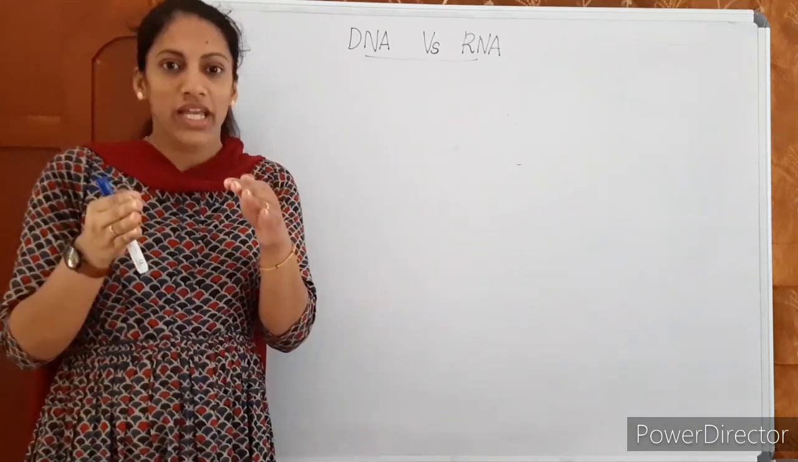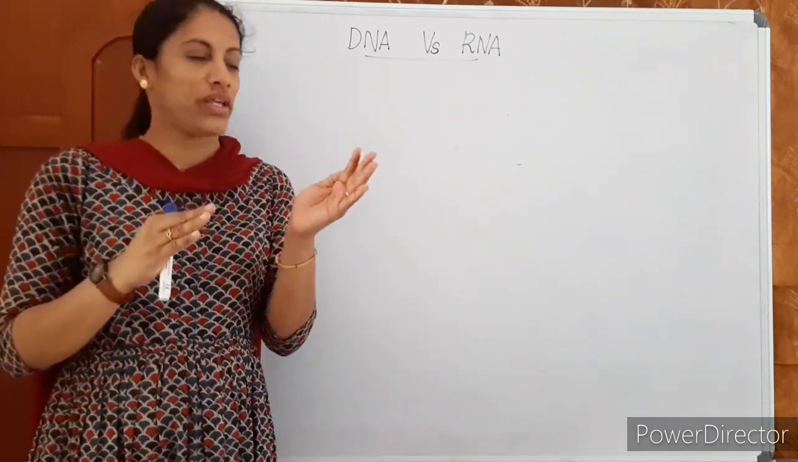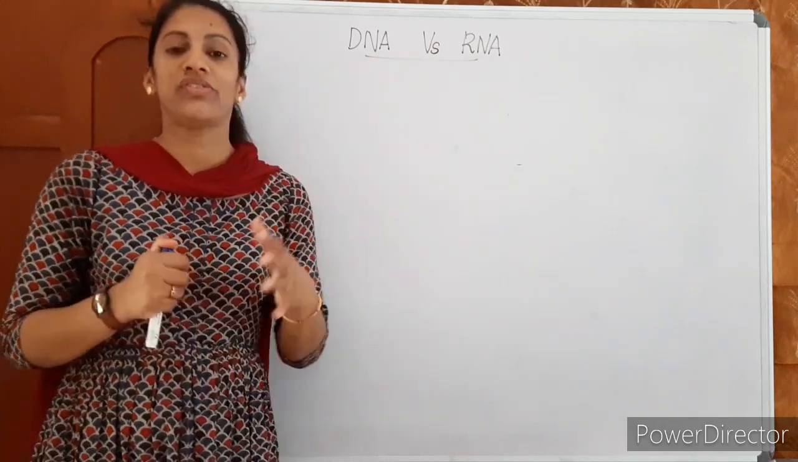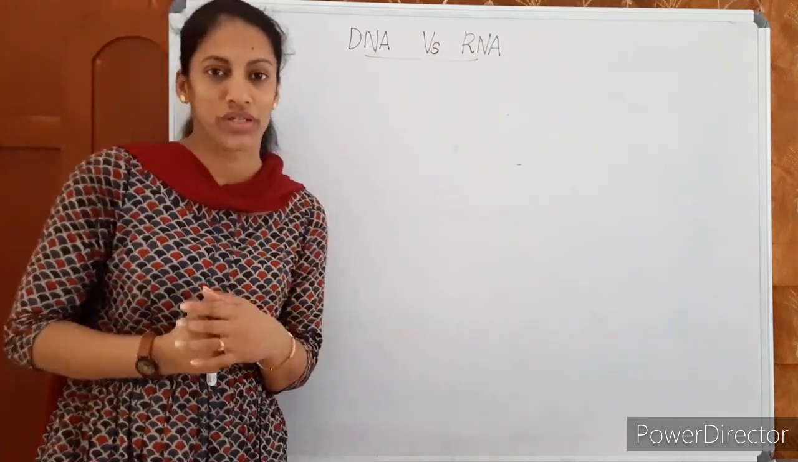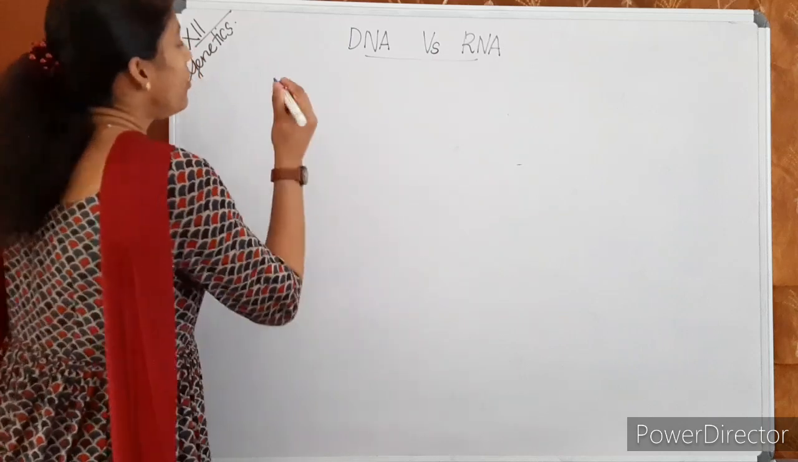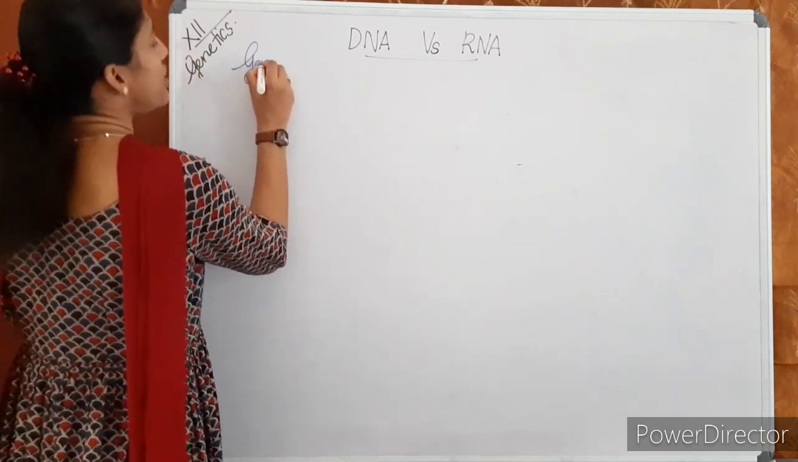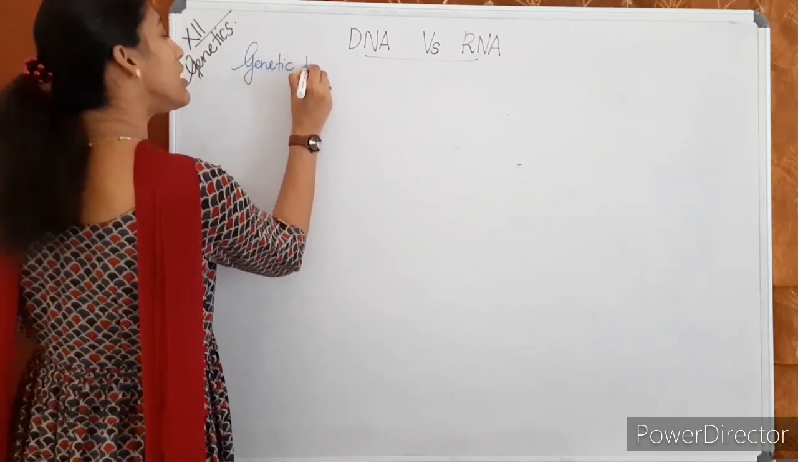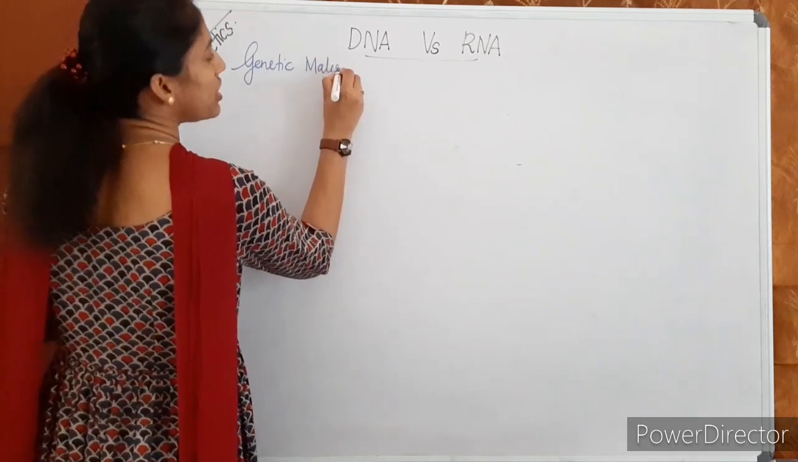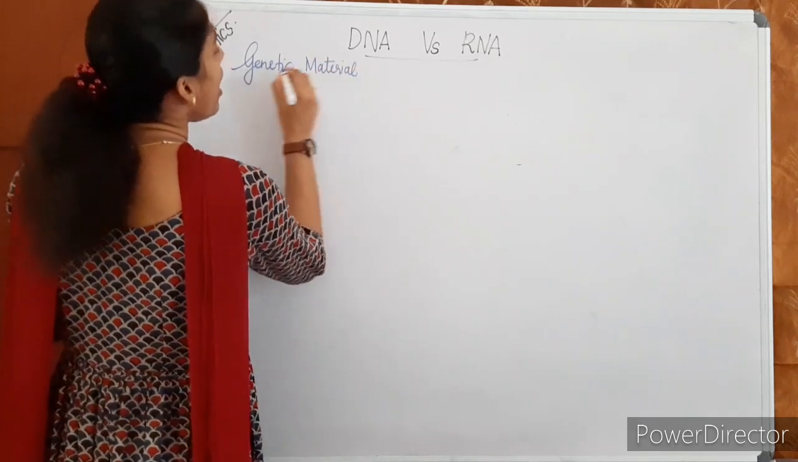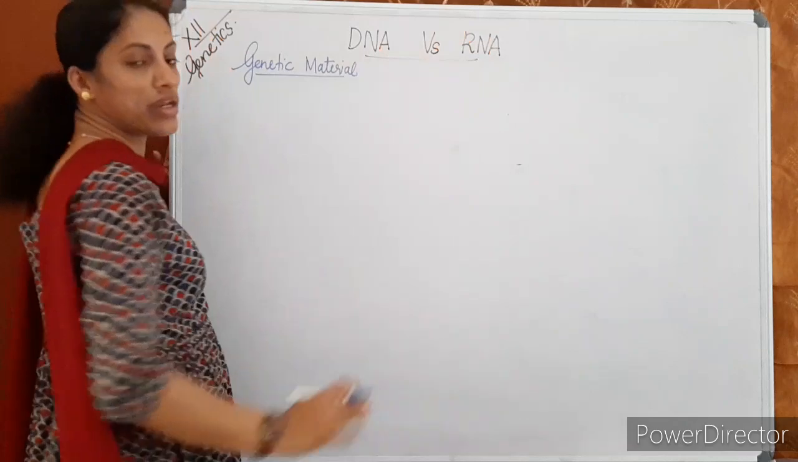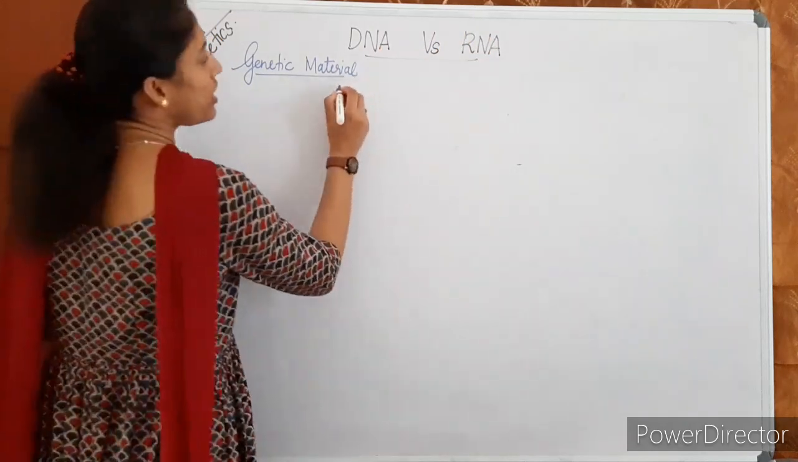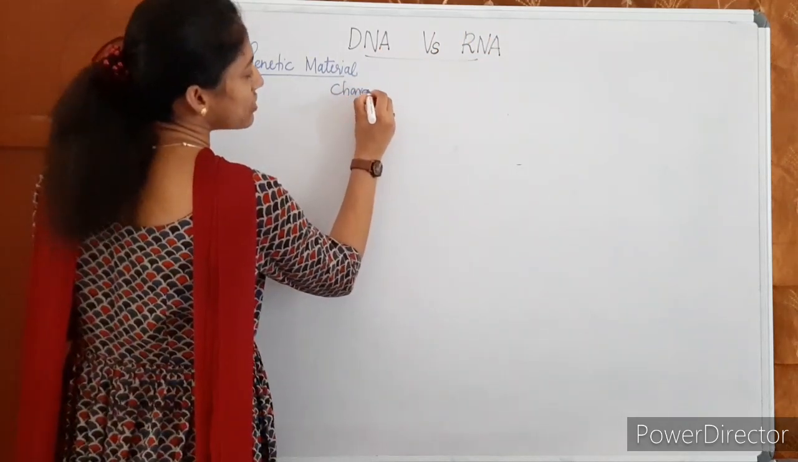What makes DNA more superior to RNA as a genetic material? That is what our question is. Before that, what are the features of a genetic material? We have to just see the characteristics of a genetic material, then how DNA and RNA fit for that.